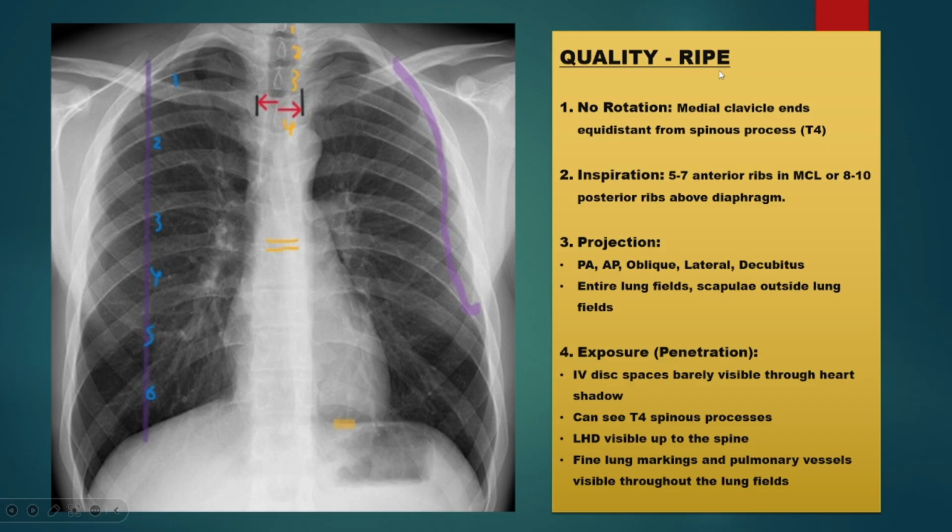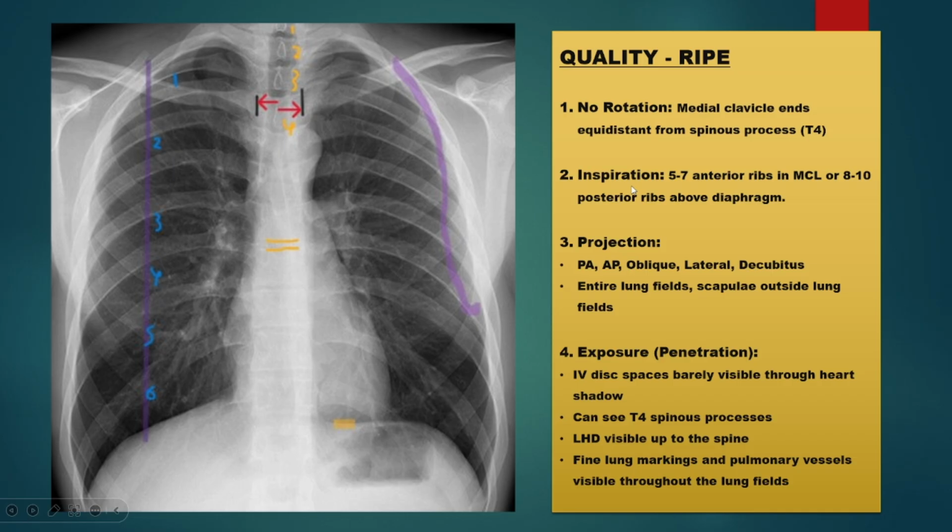The quality is given by the mnemonic RIPE. R for rotation. There should be no rotation. How to assess that? That is assessed by measuring the distance from the spinous process to the medial ends of the clavicles. This should be equal on either side. Then the chest X-ray is well centered or not rotated. This is measured usually at T4 level.